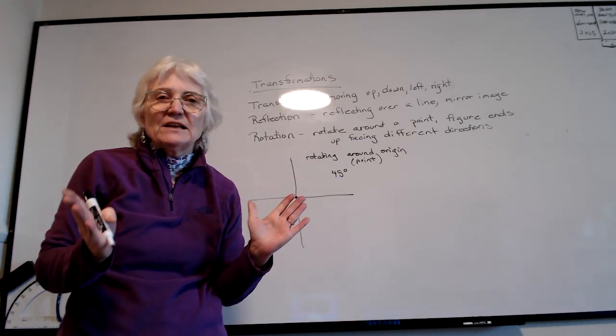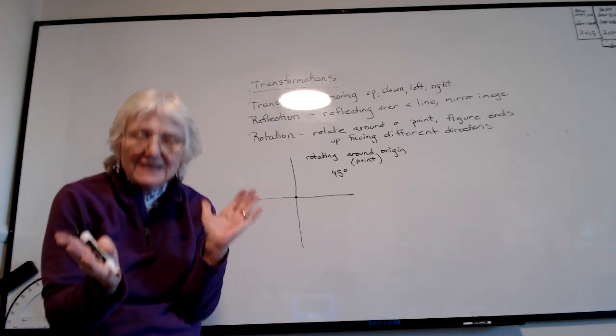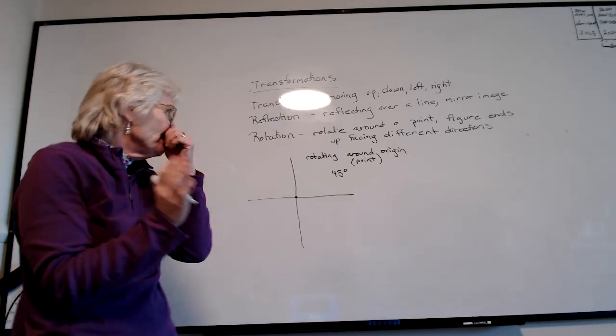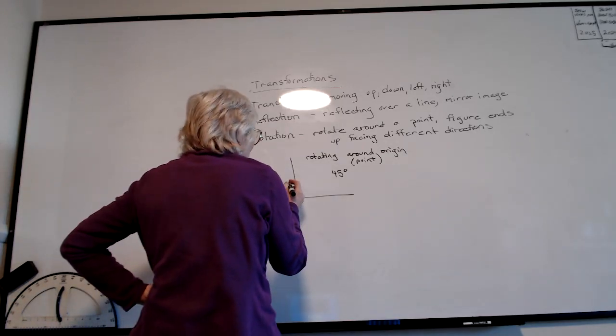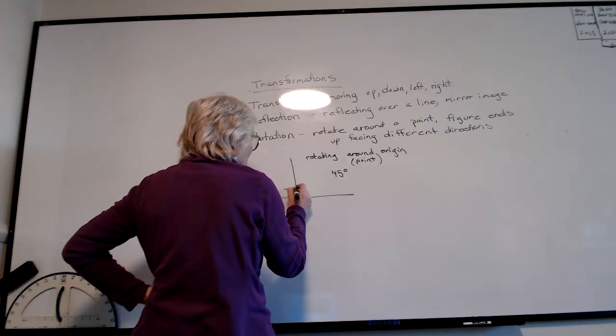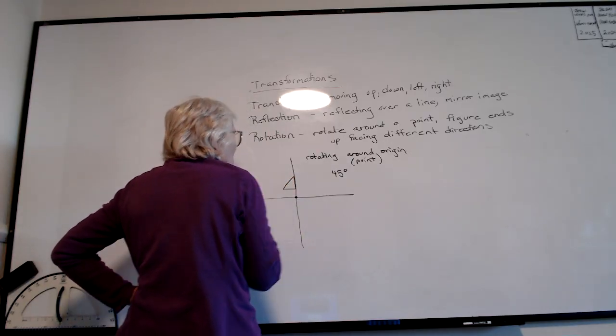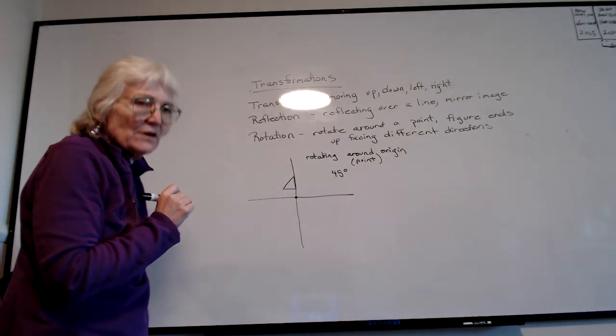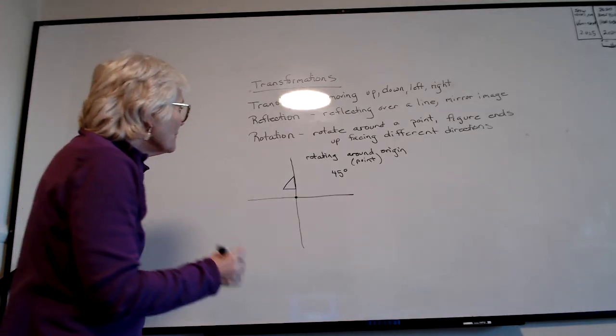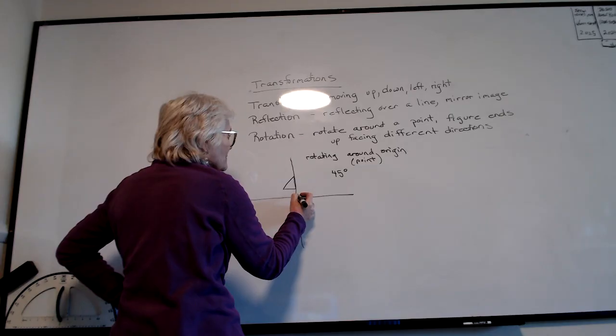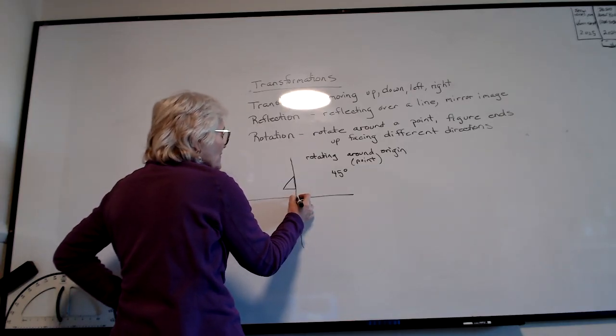45 is half of 90. So think of half of a 90-degree angle. We're going to rotate that much. Okay, so if I have a picture that looks like this, I'm going to make this a little bit easier. There is my original drawing. I'm rotating around this point 45 degrees.